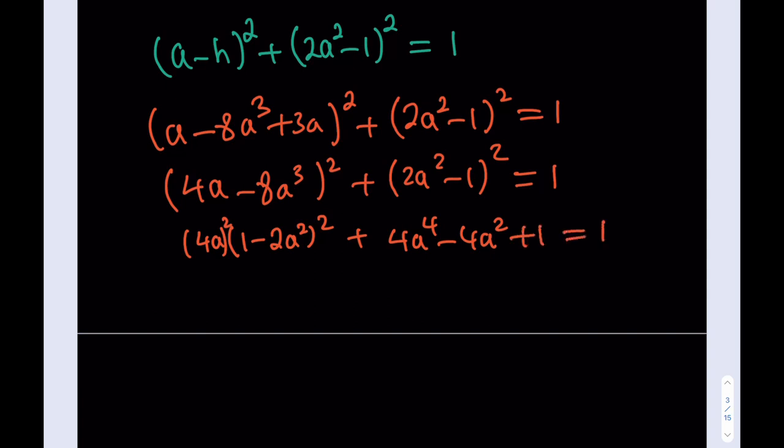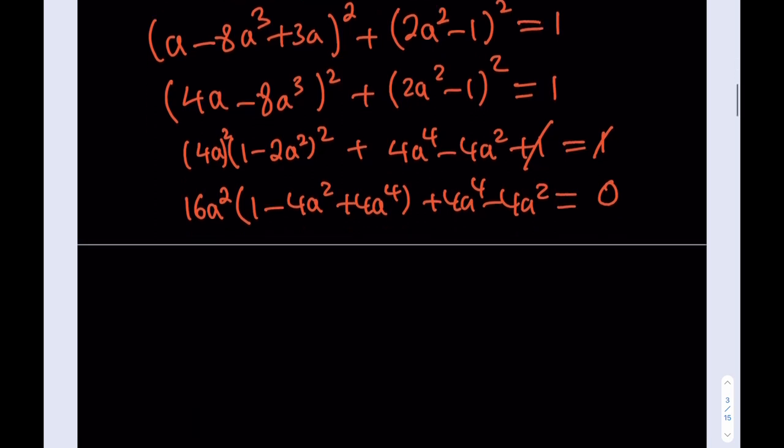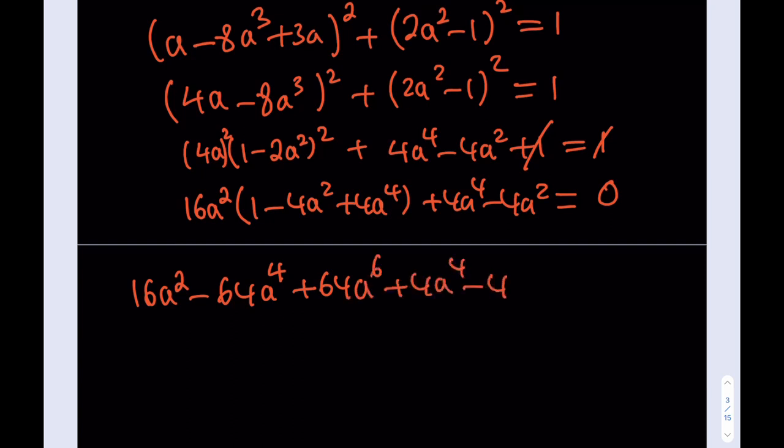Let's go ahead and expand this, but maybe let's just simplify it first. 16a squared multiplied by 1 minus 4a squared plus 4a to the 4th plus 4a to the 4th minus 4a squared. And I can actually get rid of the 1s already, and I'll get a 0. Beautiful. Let's go ahead and distribute this, and let's see what we get from here. 16a squared minus 64a to the 4th power plus 64a to the 6th power plus 4a to the 4th power minus 4a squared equals 0.